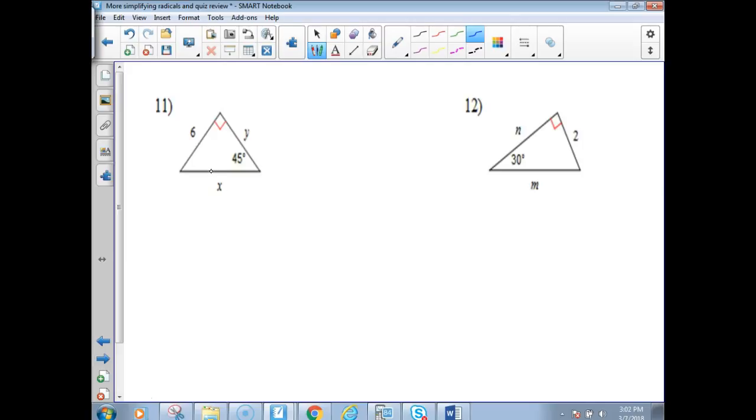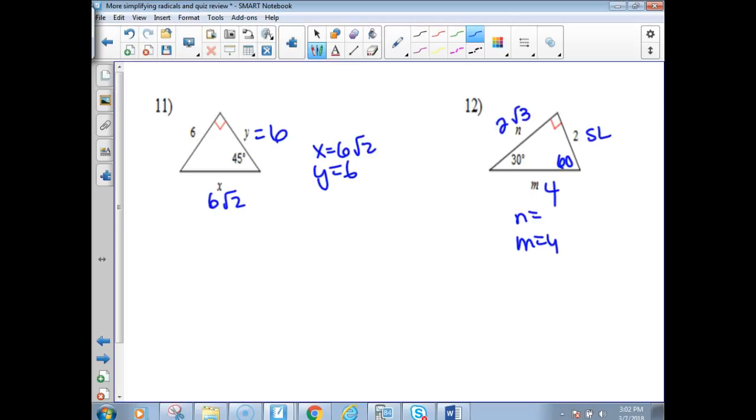Number 11 is a 45, 45, 90. One of the legs is 6, so the other leg is 6. So y is 6, x is 6 root 2. That should be the easiest one. And this is a 30, 60, 90, and the short leg is given. If you're given the short leg, you multiply by 2 for the hypotenuse, which would be 4 for m. And then n is the short leg 2 times the square root of 3.